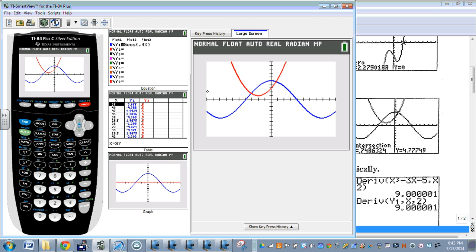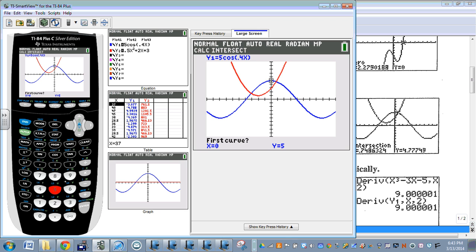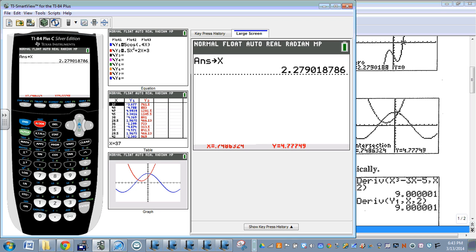But to find that, we're just going to do second trace, and now we're going to do intersect. So first curve, I'm going to just hit enter where I am, enter on the other one. That's going to give us this intersection point when I hit enter one more time. And we get 0.748. So let's say we were doing an area problem or a volume problem, and we needed this stored for B. I would do second quit, and then store, and then I could do alpha B.